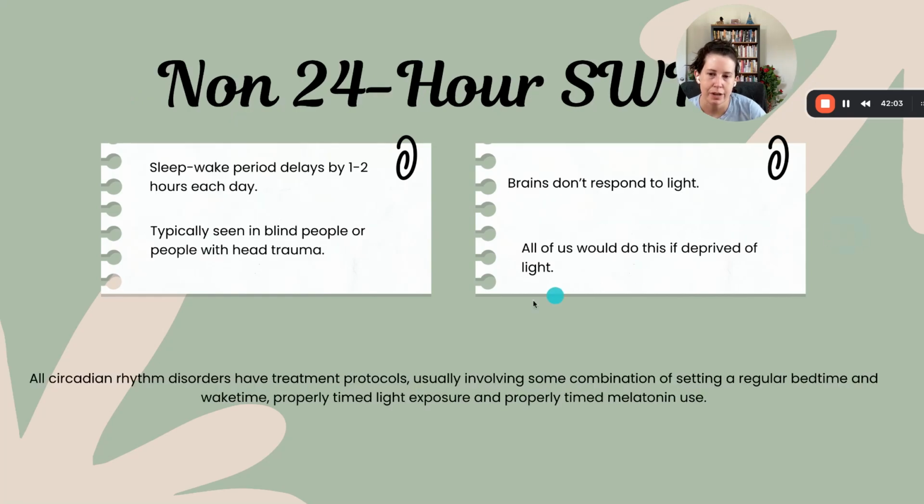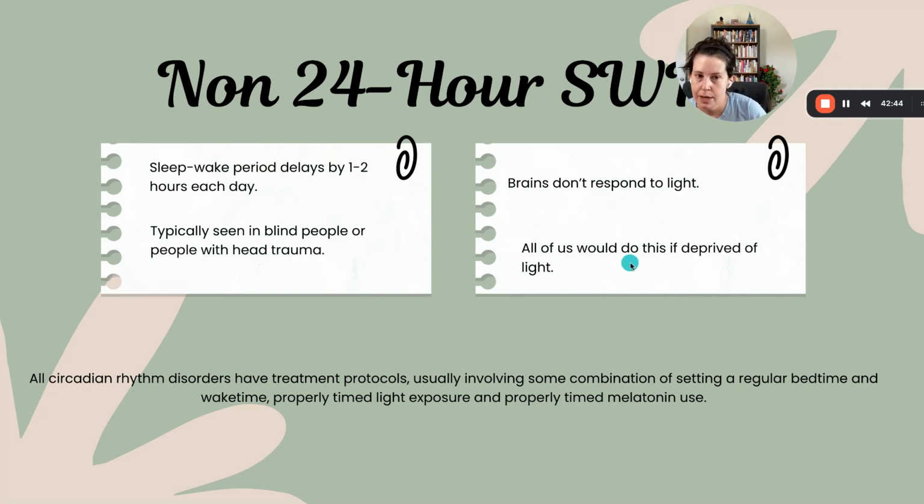And then the last one is non-24 hour, which I find really interesting. I haven't seen it in my practice, but this is where your sleep-wake period just delays by an hour or two every day. This is also referred to as free running disorder because it free runs around the clock. Every night, this person will fall asleep an hour later than the previous night and wake up an hour later. Typically, you see this in people who are blind or people who have some kind of head trauma. Their brains are not responding to light the way that a sighted person would, or the way that somebody without head trauma would.